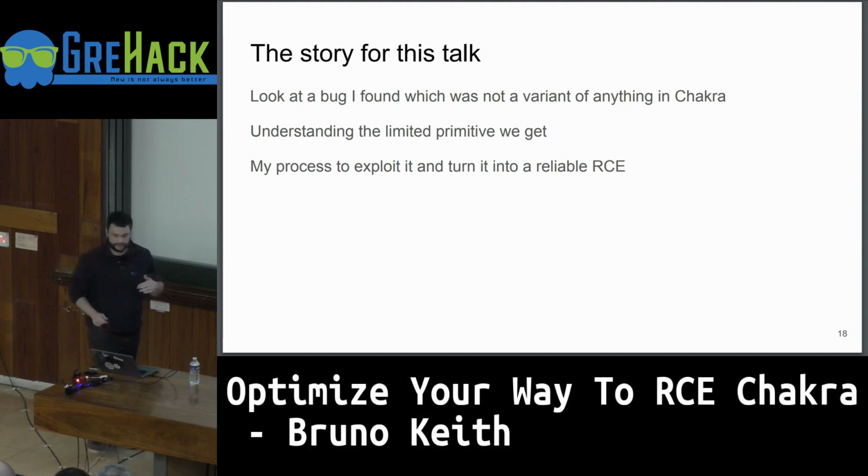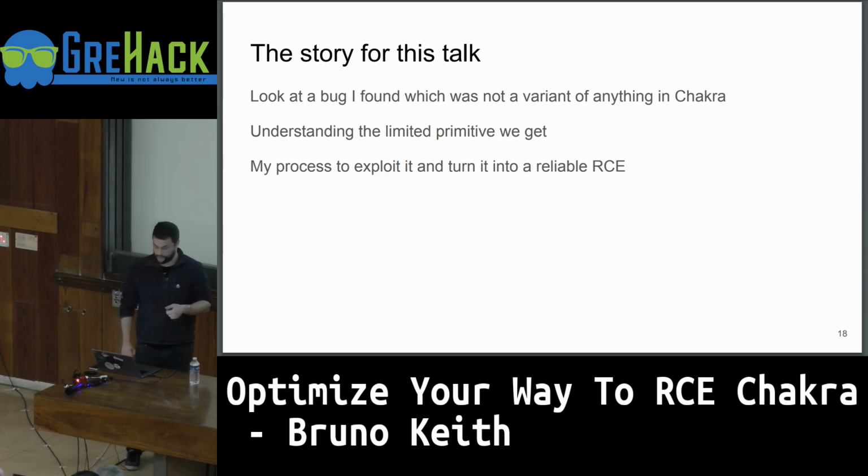So the story for this talk, basically, we're going to be looking at a bug I found, which was not a variant of anything in Chakra. We're going to be understanding the very limited primitive that we get, and then I'll be walking through my process to exploit it and turn it into a very reliable remote code execution.